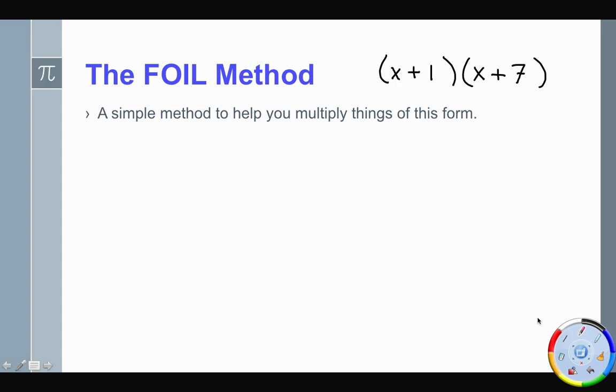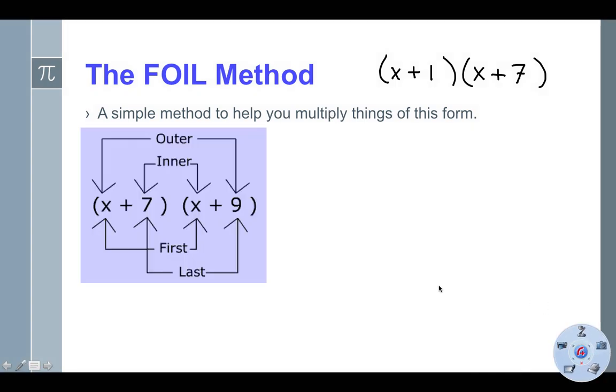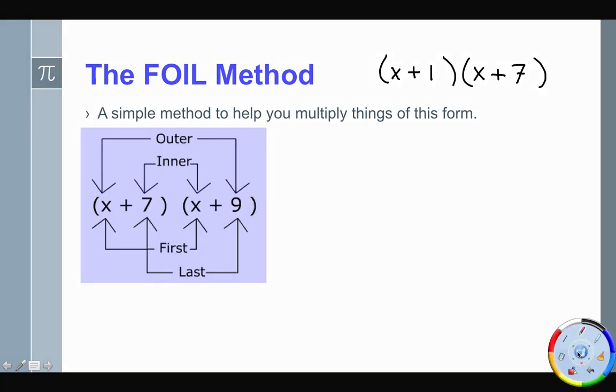And this is kind of what it's going to look like. So if I had the multiplication of x plus 7 times x plus 9, my first, the F part, is the first, the x times the x. The outer is the outer two pieces, so it's going to be the x times the 9. The inner are the inner two pieces, which is the 7 times the x. And the last would be the last two terms, so the 7 and the 9.